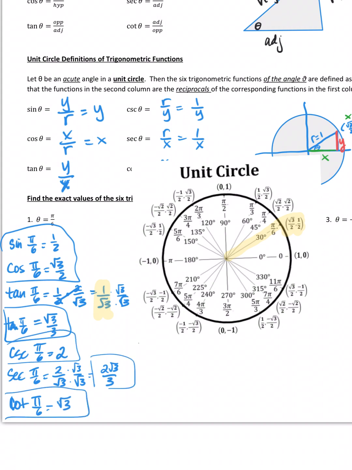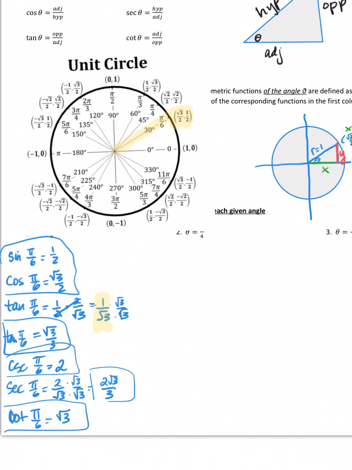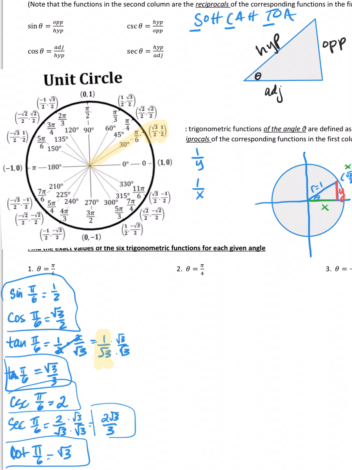All right? Now, hopefully that makes a little sense. Let's try the next one. The next one is asking us to look at pi over 4. So we're looking at this angle, square root of 2 over 2. So the sine of pi over 4 is the y value. So it's the square root of 2 over 2. The cosine of pi over 4 is the x value, square root of 2 over 2.